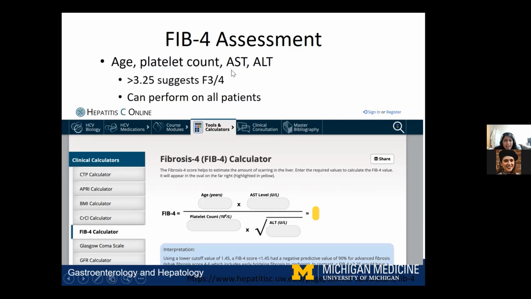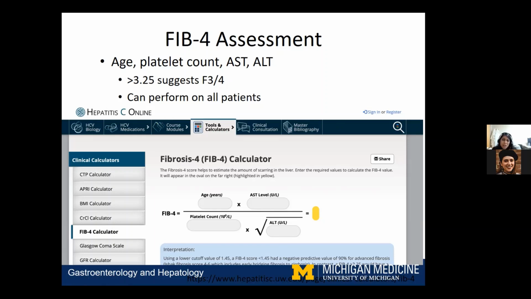What you want to do is put in the age, and with the blood tests you get on a patient, including the platelet, AST, and ALT, you put in these numbers and it goes into the formula below and gives you a number. If that number is greater than or equal to 3.25, this suggests advanced liver disease, stage 3 or stage 4 out of 4, which is what we call cirrhosis. So this is a nice test. It's non-invasive, just uses the age and blood tests that you can get in the office.